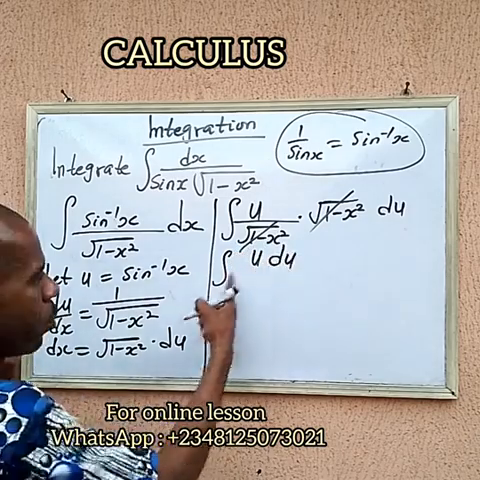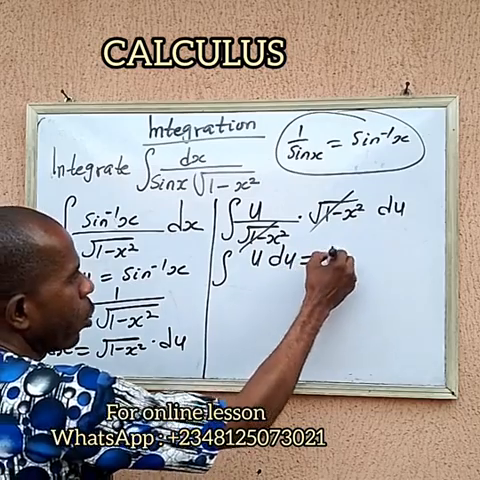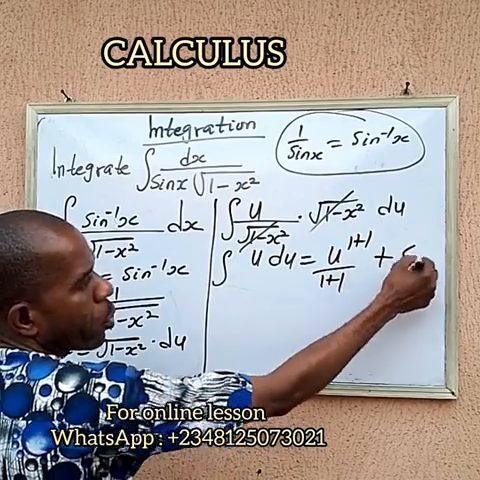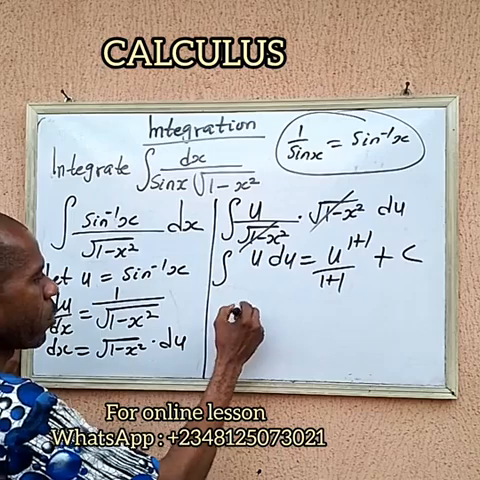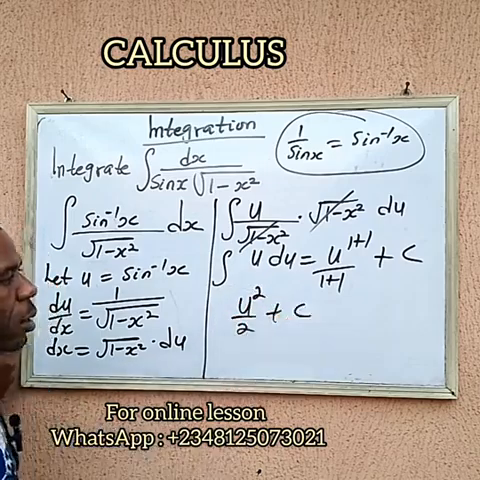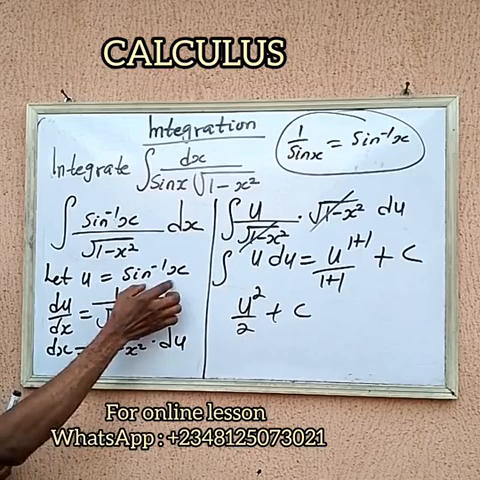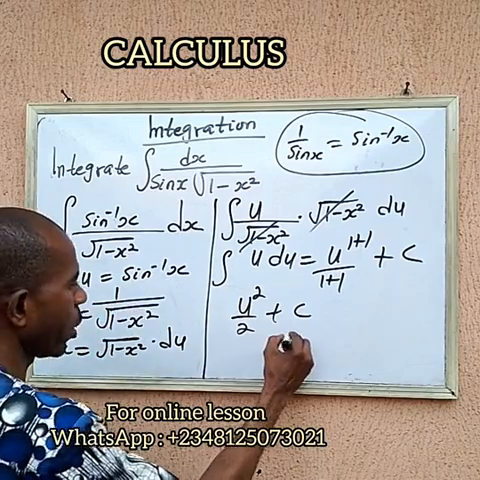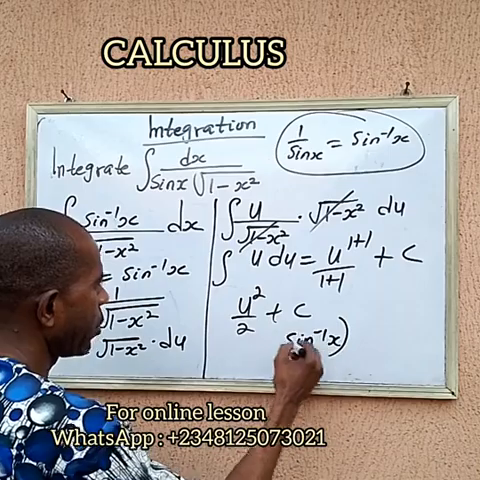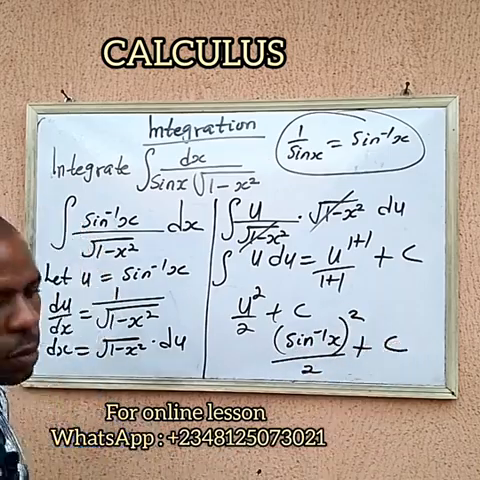And what is u? Remember, it is this. But before that, let us integrate this now. If you integrate u, it becomes u raised to power 1 plus 1, all over 1 plus 1, plus C. So that we now have u raised to power 2 all over 2, plus C. Remember that your u is equal to sine inverse of x. So u becomes sine inverse of x, all squared, all over 2 plus C. This is the answer.